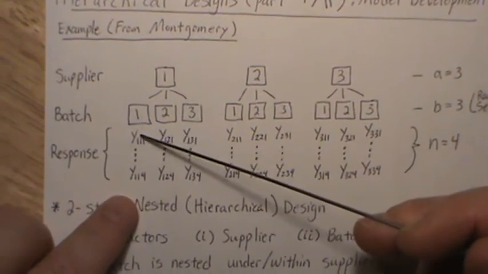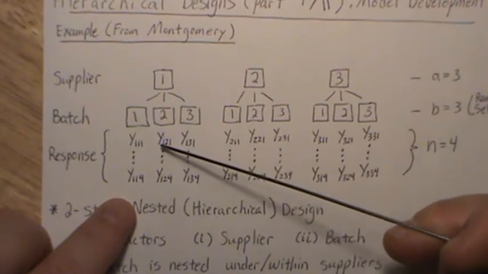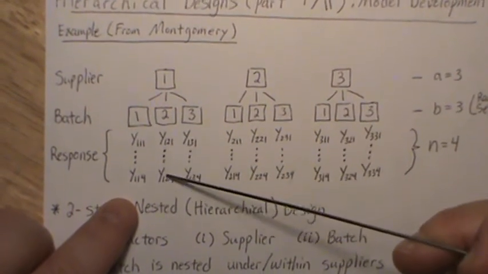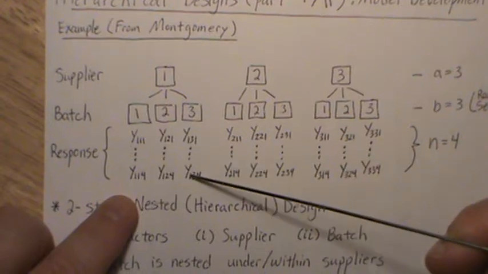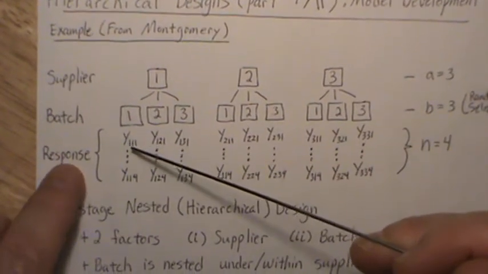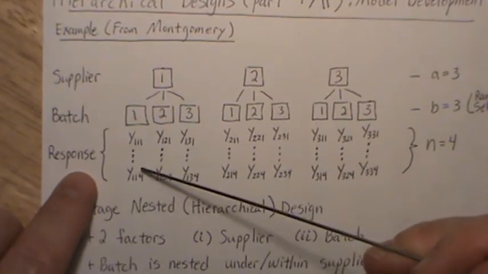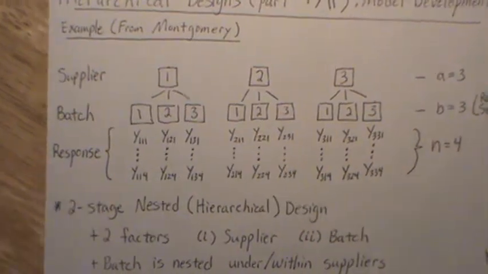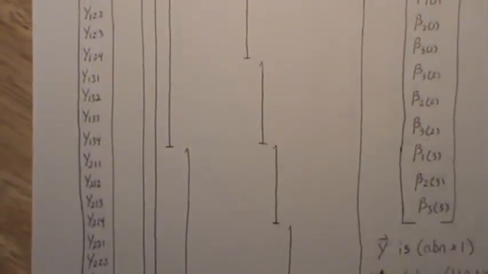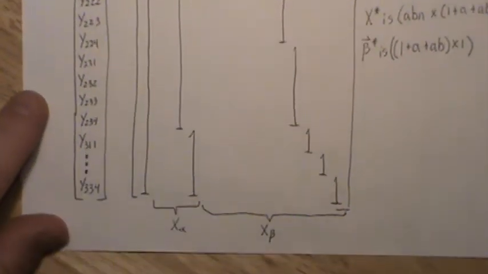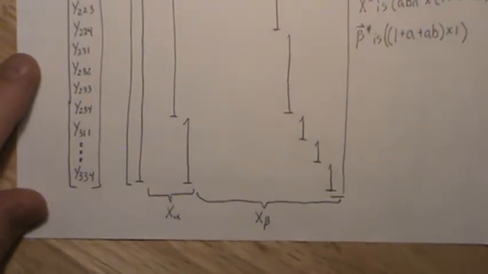Then we stay within batch. So these are all 1. These are all 2, the second index. The second index is 3. And then rep or response, it goes 1, 2, 3, 4, 1, 2, 3, 4, 1, 2, 3, 4. So that's the way we're putting them in here, all the way down to 3, 3, 4.